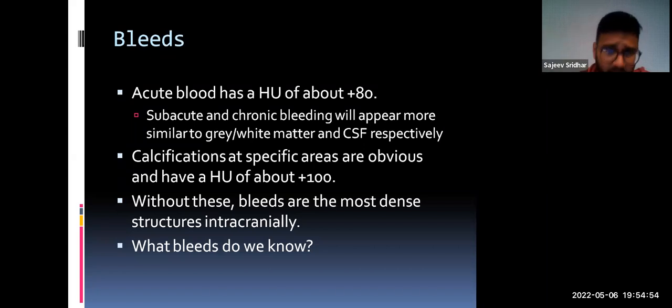So what kind of bleeds do we know already? What kind of bleeds are there, first of all? Just put it up on the chat, or you can just speak out. What kind of bleeds are there within the brain, that is?